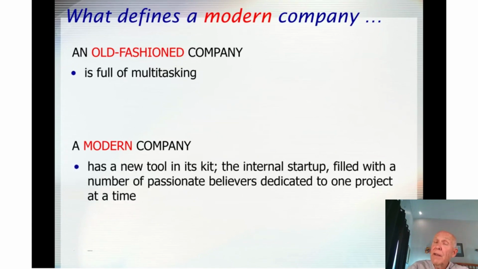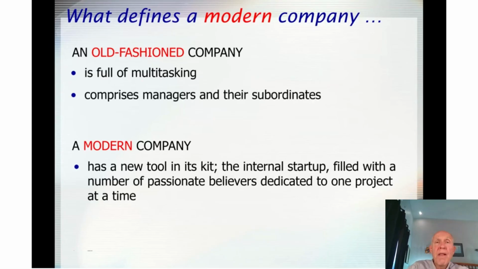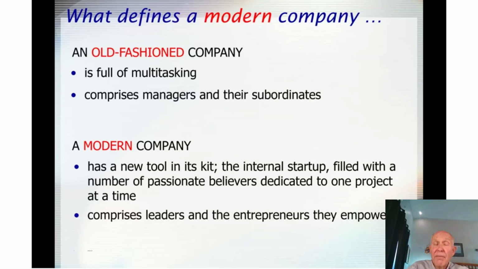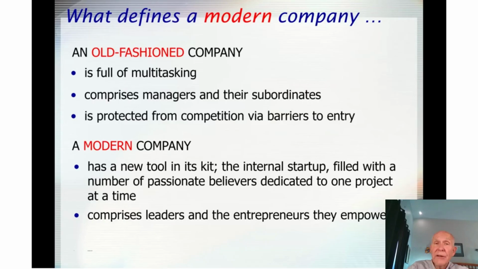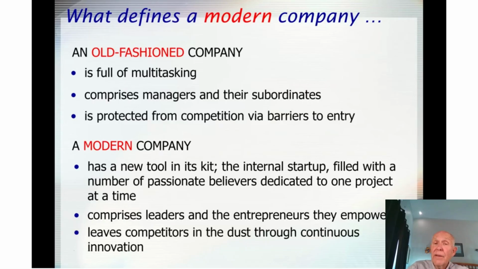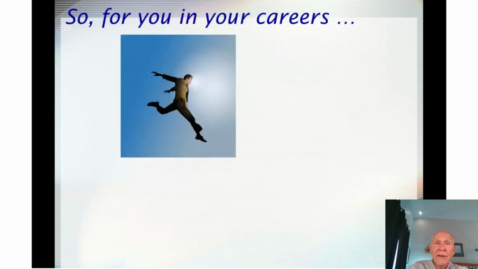A modern company has something called the internal startup, filled with believers who are dedicated to one project at a time. Hence the word intrapreneur, an entrepreneur inside of a company. An old-fashioned company has managers and people they boss. A modern company has leaders and entrepreneurs within whom they empower. An old-fashioned company spends a lot of time building barriers to entry. A modern company just keeps innovating and leaves its competitors in the dust because they keep on making better innovations.